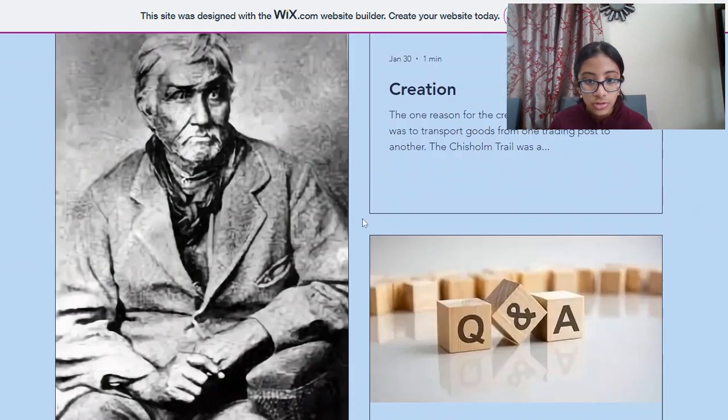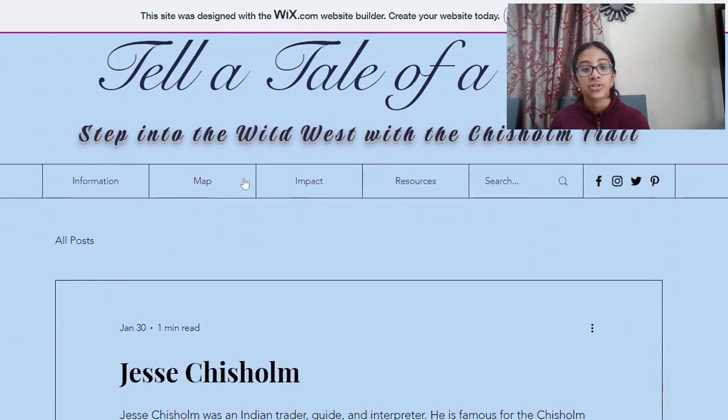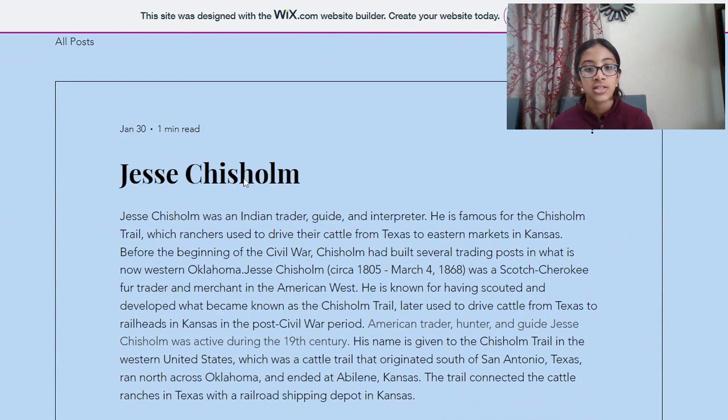So, Jesse Chisholm right here. This is a picture of Jesse Chisholm. He was an Indian trader, guide, and interpreter. He's famous for the Chisholm Trail. Before the Civil War, he built several trading posts in Oklahoma. He was a Scotch Cherokee fur trader and merchant, so he was half Scotch, half Cherokee. He actually helped the Texas government establish treaties with the Cherokee and other Native American tribes, since he had relations with them and understood their language.